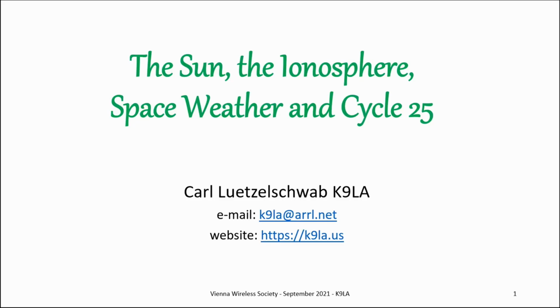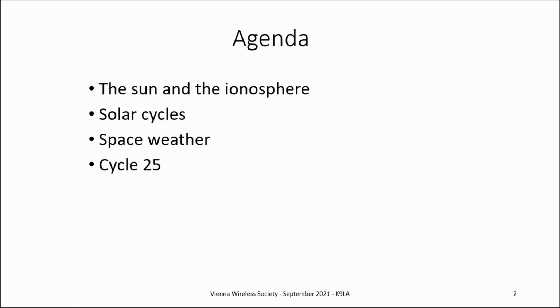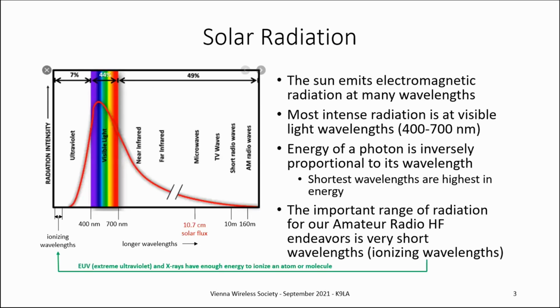So what we're going to talk about tonight is the sun, the ionosphere. That'll go pretty quick because I won't get very deep into that. And then most of it's going to be space weather. And of course, got to talk about cycle 25 as things are looking up for cycle 25 at the moment. So the sun and the ionosphere, solar cycles a little bit, space weather, and then cycle 25.